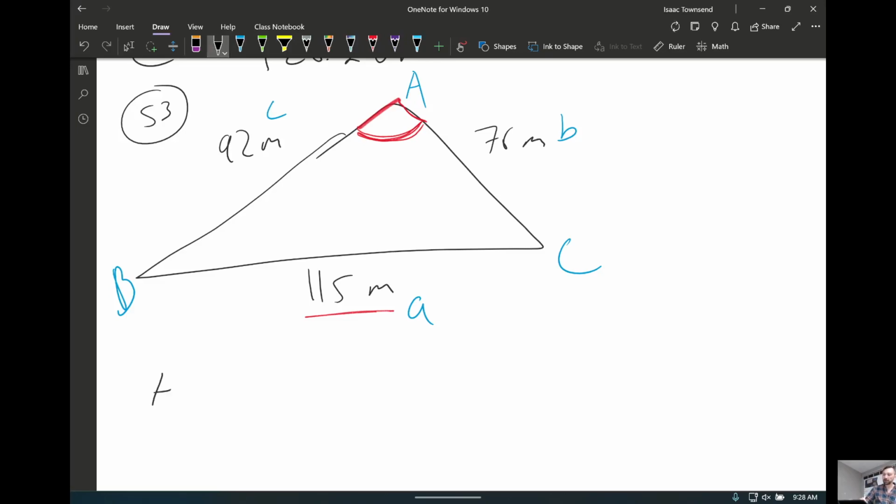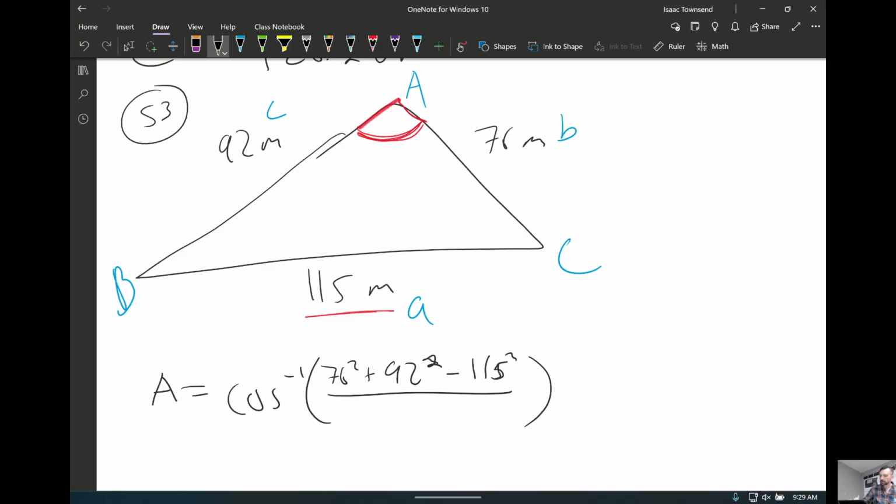Based on how I name them, I would be finding angle A, which would be inverse cosine of b squared plus c squared minus a squared over 2bc, and I think that should be it. I'm getting about 85.838.